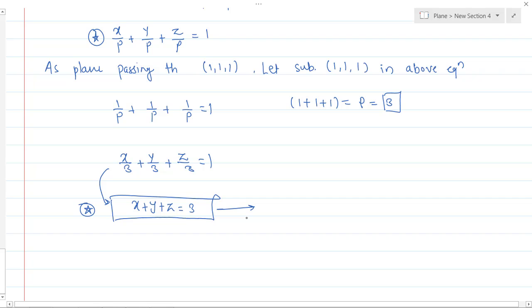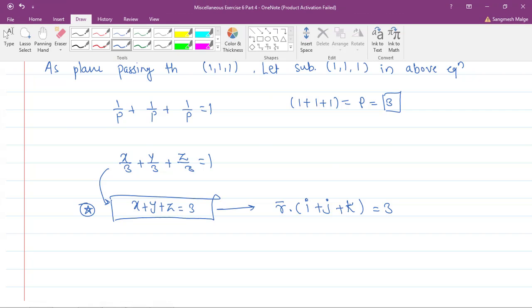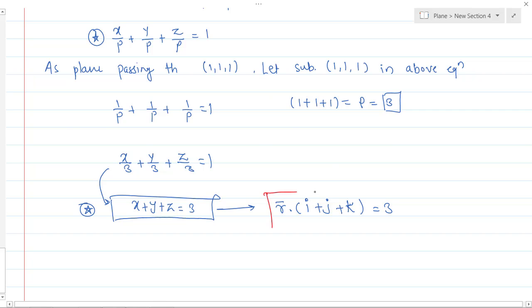What is that step? Convert the Cartesian into vector form. So it is equals to r bar dot, I will have i plus j plus k, it is equals to 3. This is what the final required answer is. Okay, so let's have a box for this. This is my answer. Is it okay? So r bar dot i plus j plus k, it is equals to 3. This is the final answer.